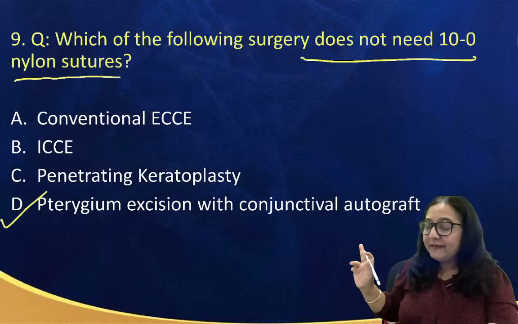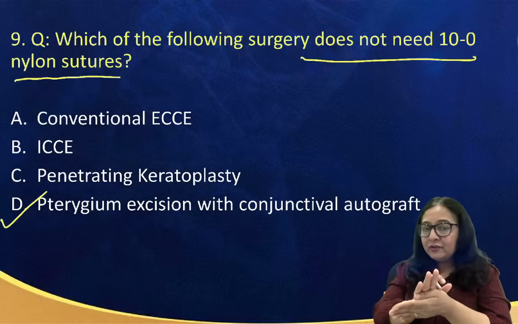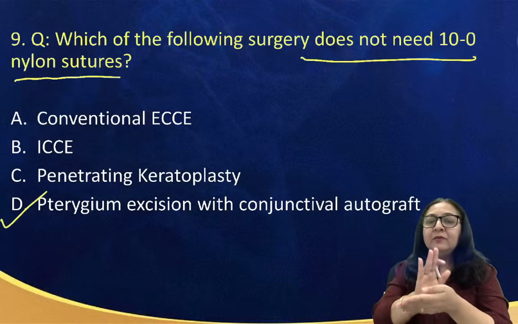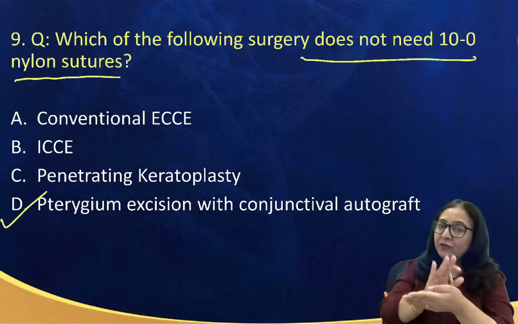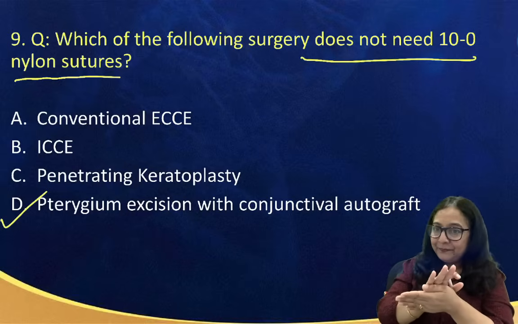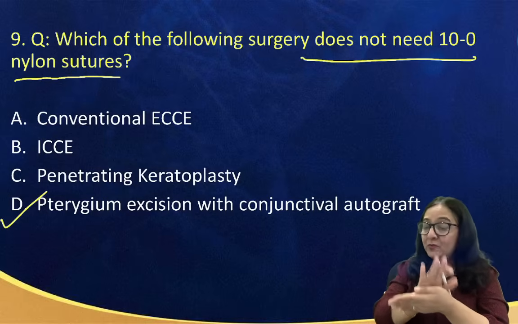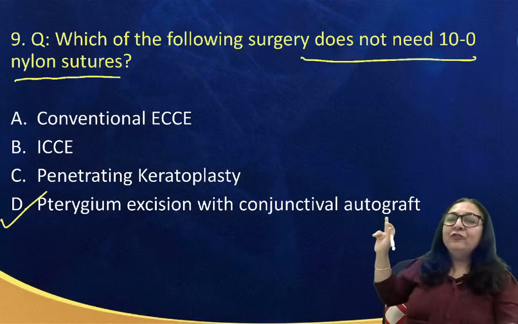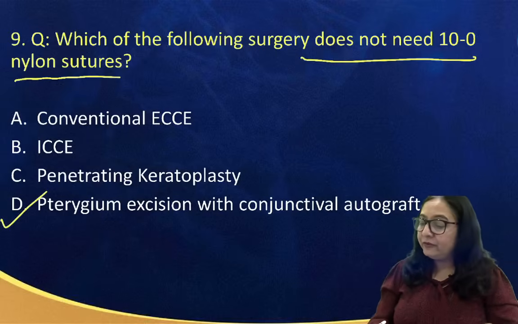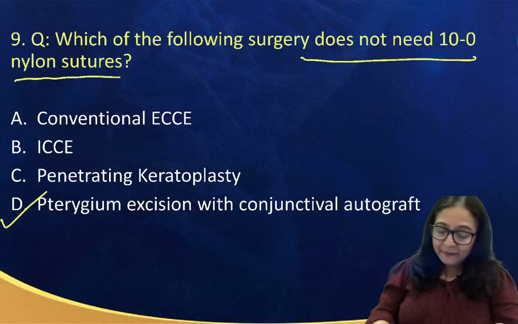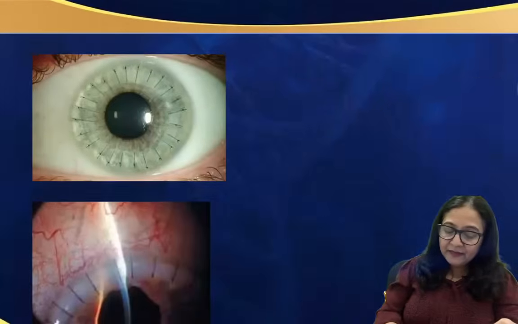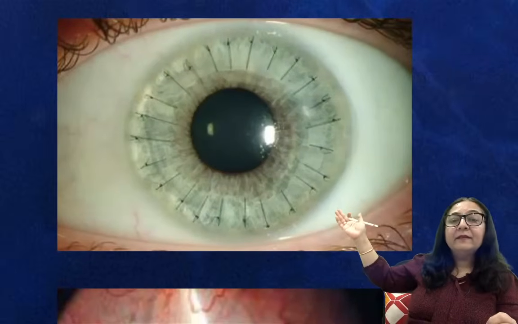For pterygium excision, when you are putting a conjunctival autograft, nowadays you don't even need to do any suturing. You can use autologous serum or even tissue adhesive to adhere the graft. So you do not need 10-0 nylon sutures over there. Right? So just to show you, because they can show you an image also and ask what this is.